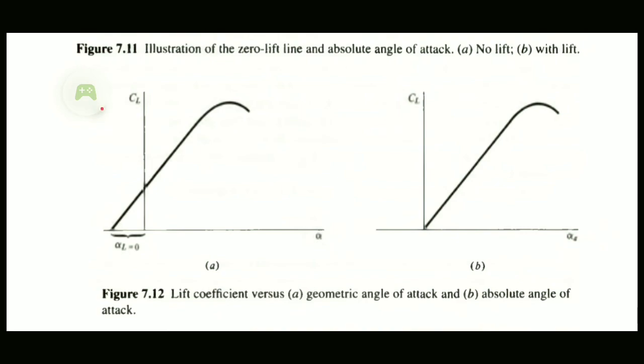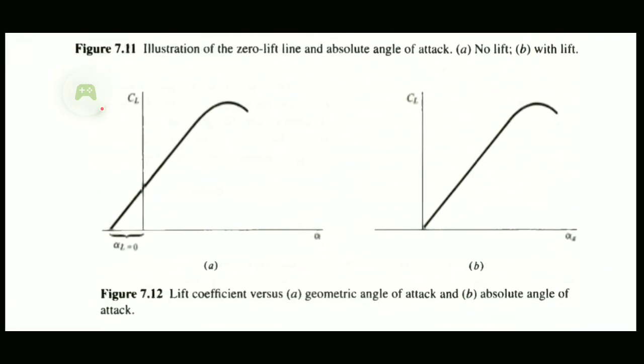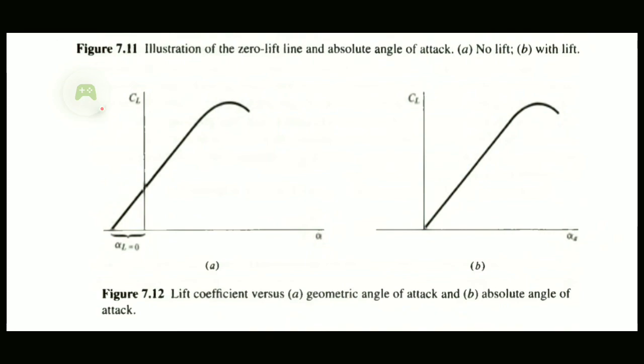So absolute angle of attack is the sum of the geometric angle of attack, which is alpha, plus alpha at lift equals to 0. And as I said, in stability and control analysis we use absolute angle of attack, and we don't generally use geometric angle of attack. It is common practice to use absolute angle of attack in stability and control analysis.